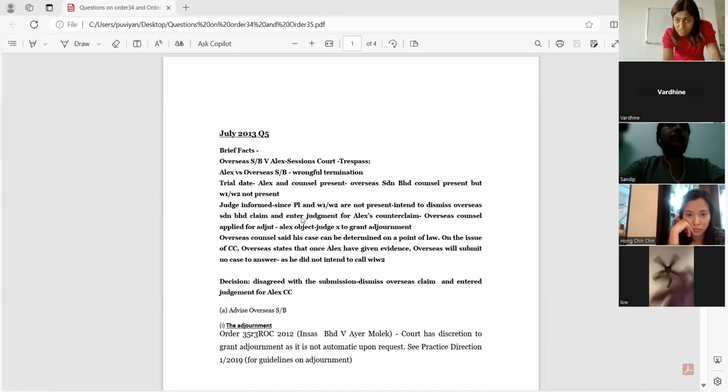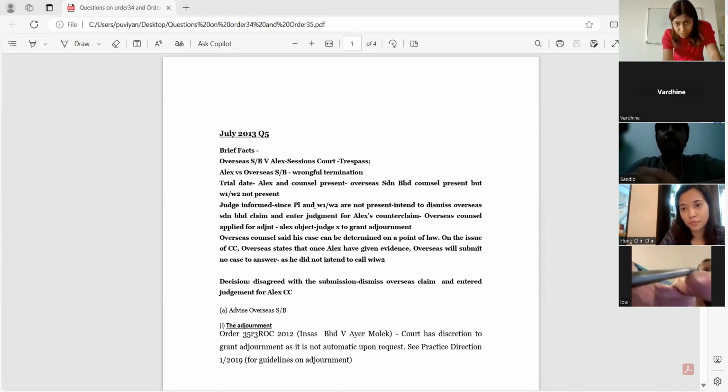Can you all see? Can? Okay. So I just put the brief facts down. Overseas versus Alex in the Sessions Court for trespass and wrongful termination. During the trial date, Alex and counsel were present. Overseas Sanjan Berhad's counsel was present, but the witness was not present. The judge informed that since the plaintiff and witness are not present, he intends to dismiss their claim and enter judgment for Alex. All this I explained to you just now.